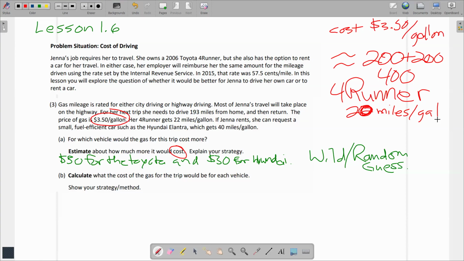So then I'm asking myself, okay, how many times is she going to go 20 miles on this trip? Wouldn't that be 400 divided by 20? So 2 goes into 4 twice. So 20 goes into 400 20 times. 2 times 2 is 4 with 2 zeros. Yeah, that looks right. So 20 times she's going to use a gallon, which means 20 times she's got to pay 350. 20 times 350. Can I do that in my head? Well, 10 times 350 would be what?